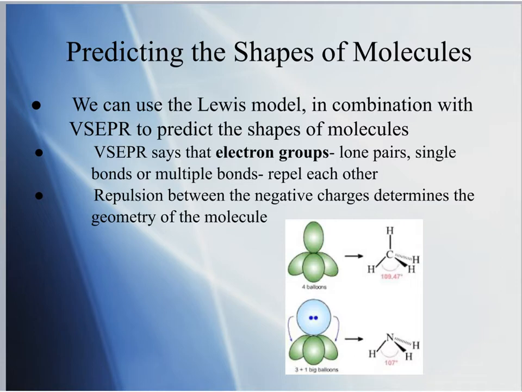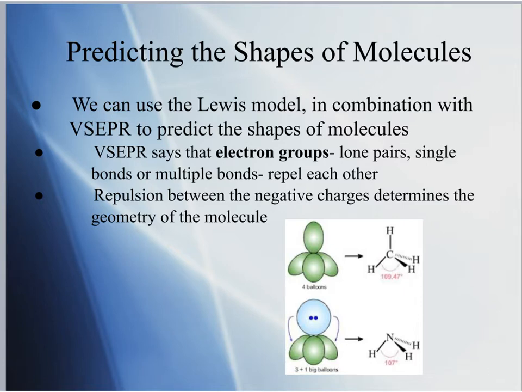Now, VSEPR stands for valence shell electron pair repulsion. And basically it states that electron groups, so those dots that we have in the Lewis dot structures, are going to want to be as far apart from each other as possible. All right. When we have 2 electrons that are paired up with opposite spins, they are going to repel any other paired electrons that have opposite spins.